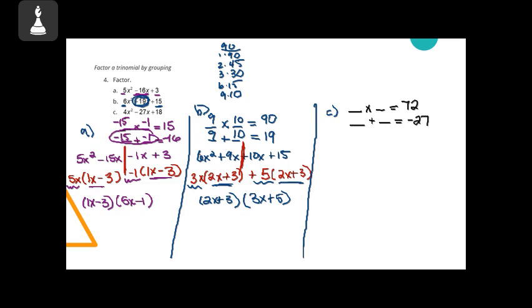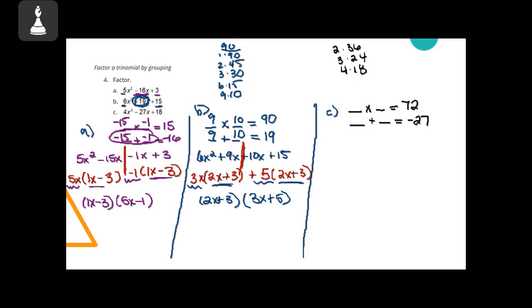I've got 2 and 36, 3 and 24, and I'm just doing a division. So take 72, and then you try to divide by 4. Okay, 4 times 18. It's not going to divide by 5. 6 and 12, 8 and 9.